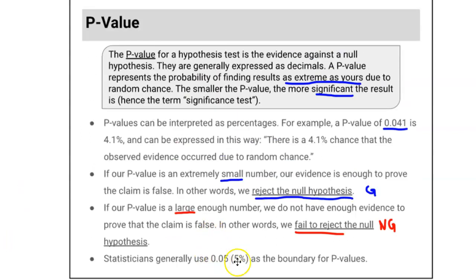Statisticians generally use 0.05 or 5% as the boundary for p-values. So if the probability or the p-value is larger than 5%, we're good to go. We fail to reject the null hypothesis. We don't have enough evidence to reject it. If that p-value is less than 5%, that means that we're able to reject the null hypothesis. We don't believe what they're telling us.